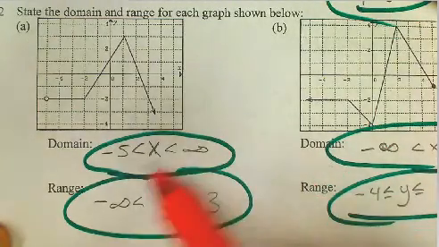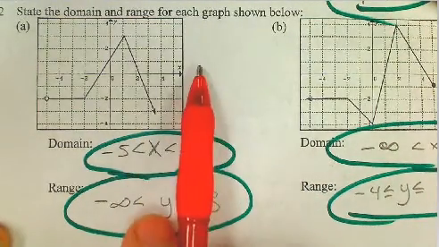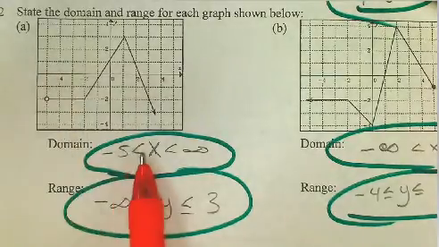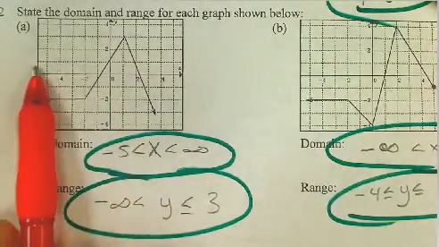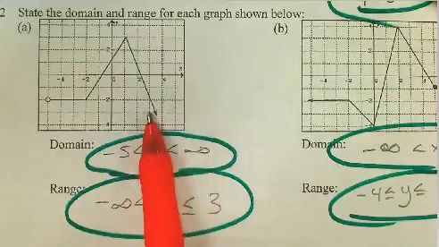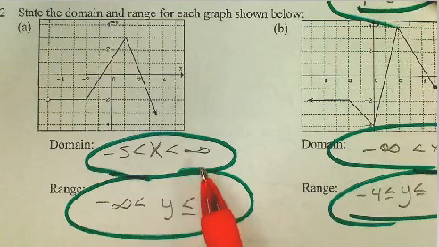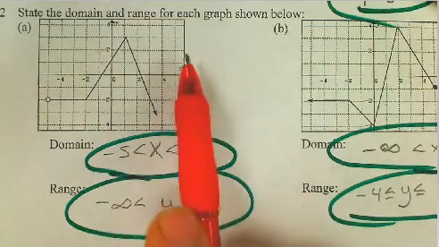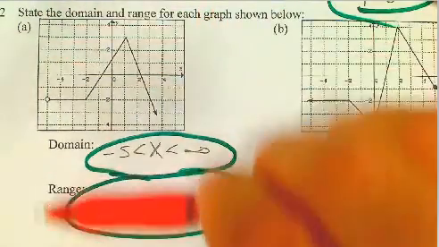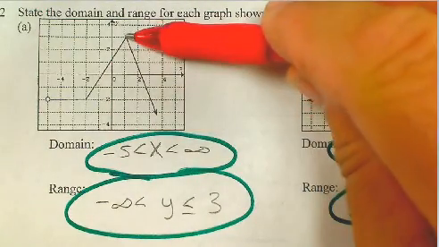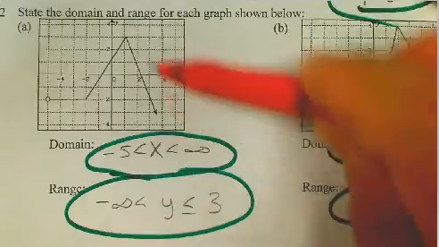Alright, my domain is all my x values. My smallest x is all the way down here at -5. The open circle means it can't be equal to it. My largest x value goes all the way to infinity because I have an arrow that continues on forever. And -infinity is my smallest y because the arrow goes on forever down here. And my largest y is up here at 3. And it can equal 3 because it's filled in.